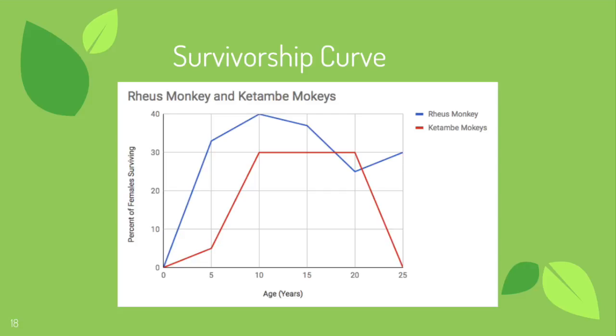Monkeys receive parental care until they reach adulthood. Due to their ability to survive from a young age and care for the young for an extended period of time, monkeys do not produce a lot of offspring. This strategy is called K strategy.